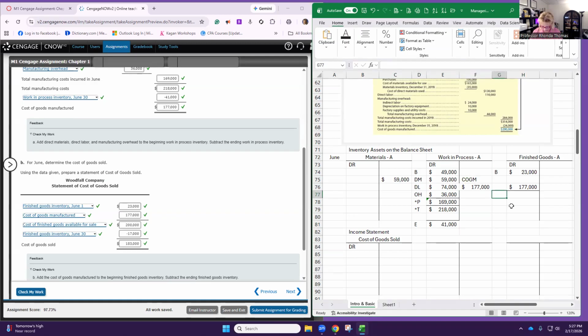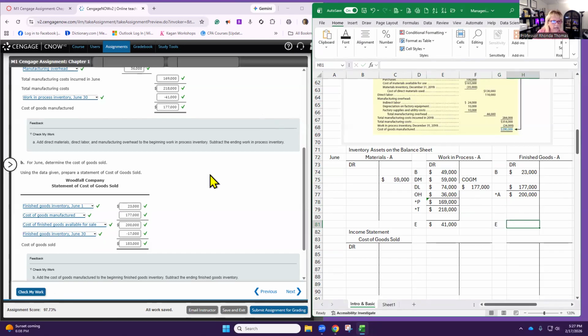So I'll put an asterisk for a subtotal and A for available. Okay, so we add these two together. Okay, and we have 200,000 as the cost of finished goods available for sale. And then down here, we have an ending balance as well. So a lot of these things, you just have to plug in the information they give you. They have to give you enough information for you to solve what they're wanting.